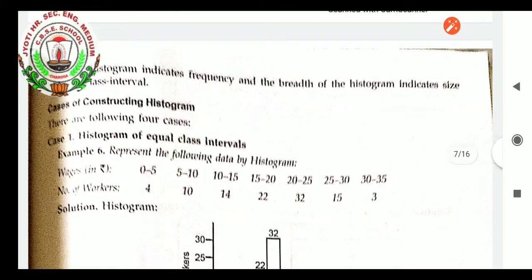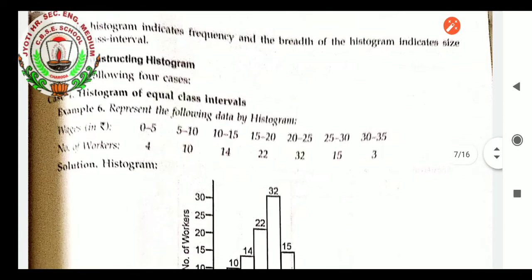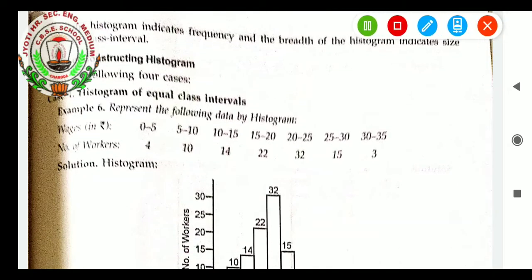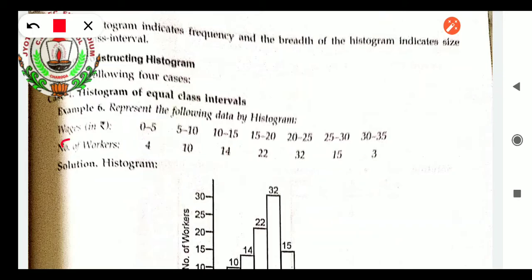A histogram is created when equal class intervals are there. Represent the following data by histogram. What is the equal class interval here, students? Let me show. Wages are shown here, you can see the class intervals 0 to 5, 5 to 10, 10 to 15, an equal class gap of 5. When this type of data is given, we can have the histogram for our data.